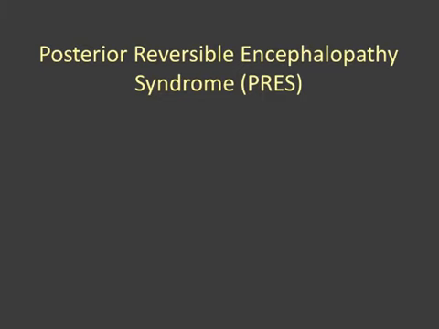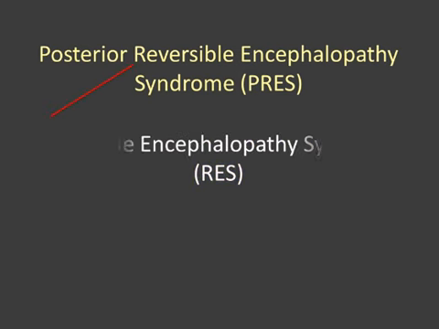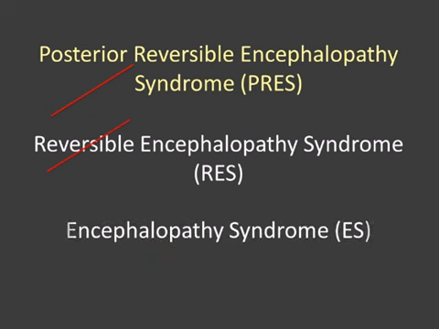We know that PRES lesions can be located not only posteriorly, but also anteriorly. So the idea is now, if it's not only posteriorly, let's cut this and call this reversible encephalopathy syndrome, or RES. But if we know that it's actually not always reversible, then we will have to cut also reversible and call this encephalopathy syndrome. So out of PRES, nothing would be left. We will only have ES, which is definitely not enough. So I think with time, we will have to have a new name, or we just call it PRES regardless of where it's located.